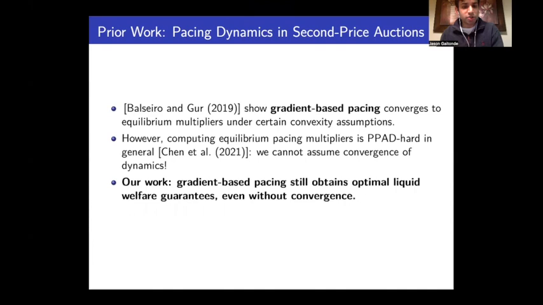What our work, though, shows is that this gradient-based pacing that we'll introduce in a second still obtains this optimal liquid welfare guarantee even without converging to equilibrium multipliers. So remember that because of this equilibrium guarantee, if it were the case that learning converges to equilibrium, then we would get this 1/2 of the optimal liquid welfare. However, because of this hardness result, we know that potentially this cannot happen, but our work shows that nonetheless, these learning algorithms will still get the same liquid welfare guarantees, even without requiring convergence of the dynamics.